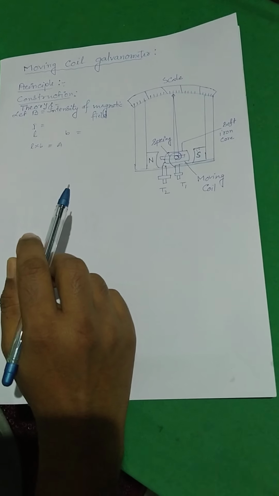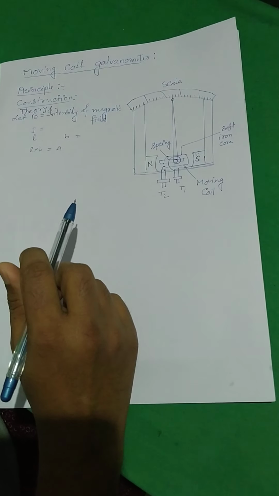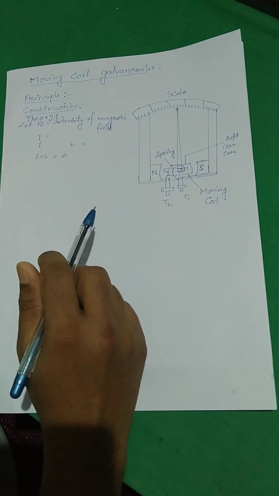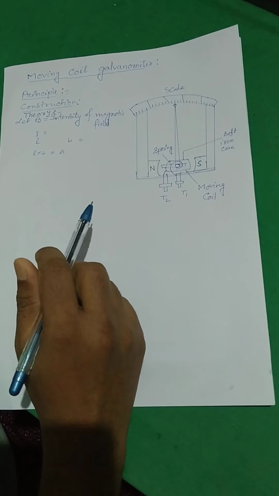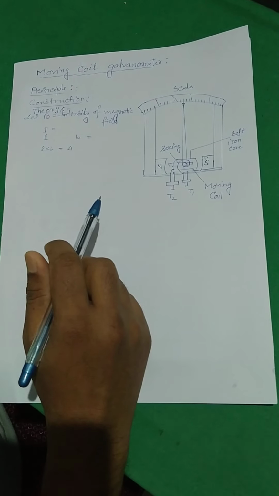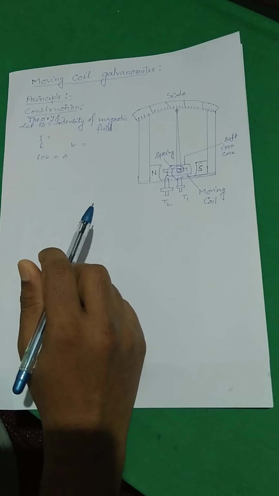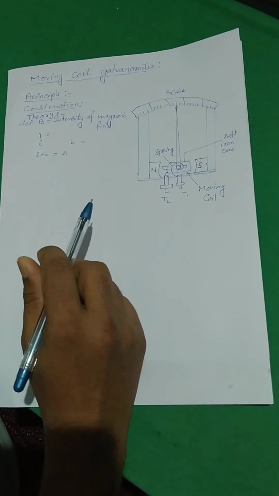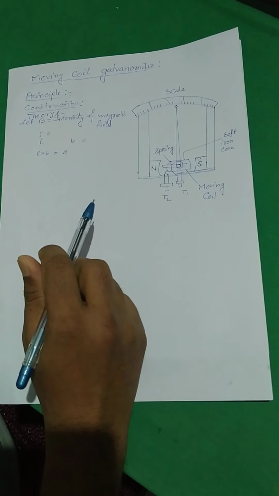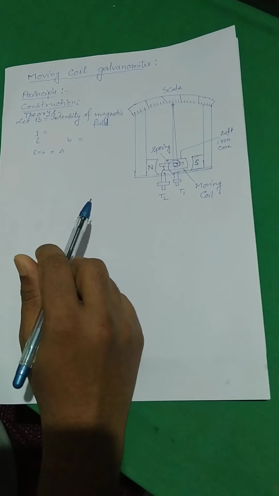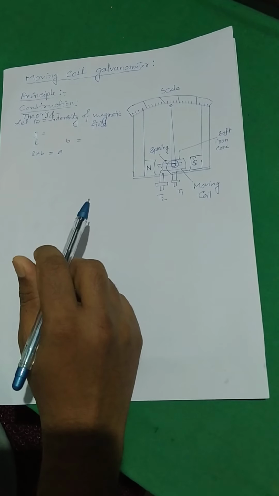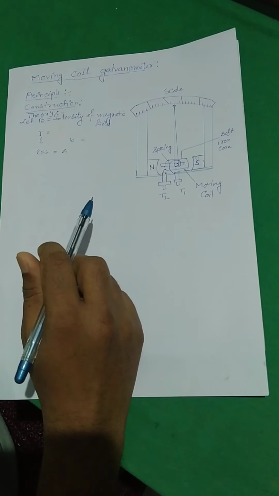What is a moving coil galvanometer? It is a device used to detect or measure small electric current flowing in an electric circuit. What is its principle? A moving coil galvanometer is based on the fact that when a current carrying loop or coil is placed in a uniform magnetic field, it experiences a torque.